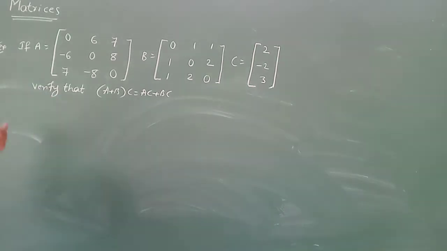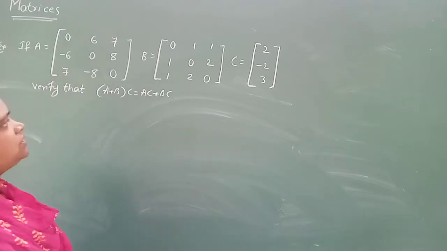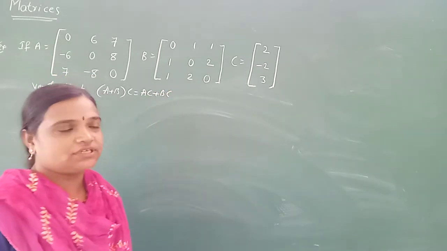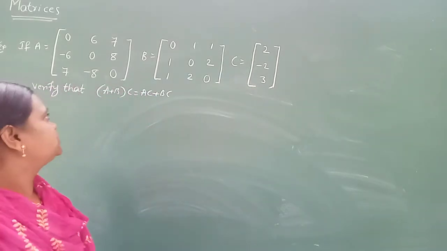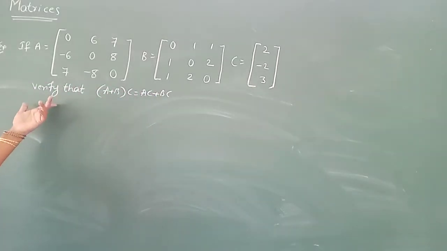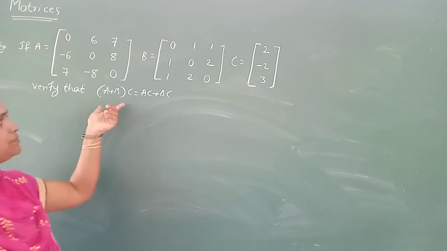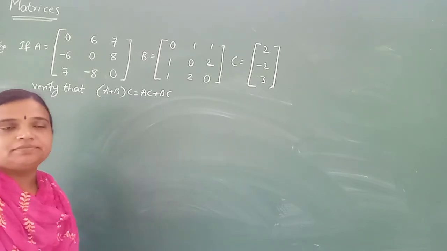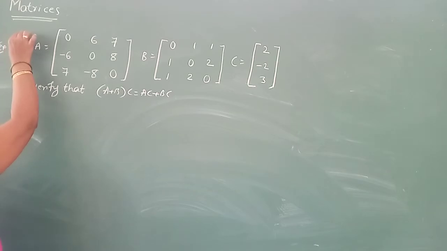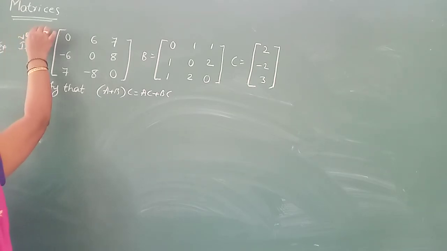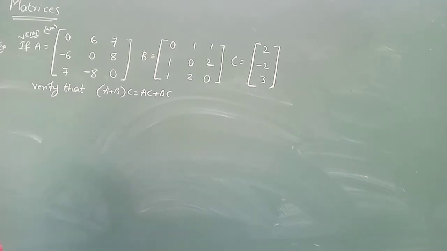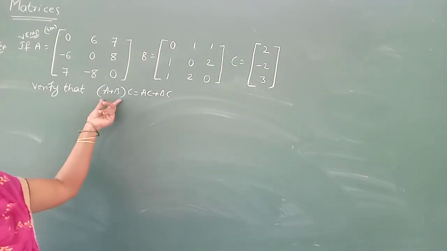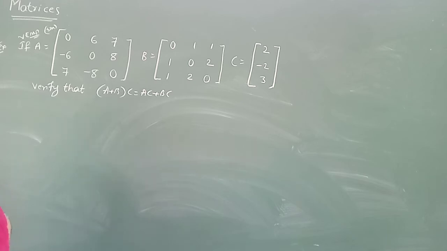Now today we will take an example. If a matrix A is of order 3 cross 3, matrix B is of order 3 cross 3, matrix C is of order 3 cross 1, then calculate or verify that (A plus B) C is AC plus BC. Very important example, a 5 marks question. We will calculate first (A plus B) C.